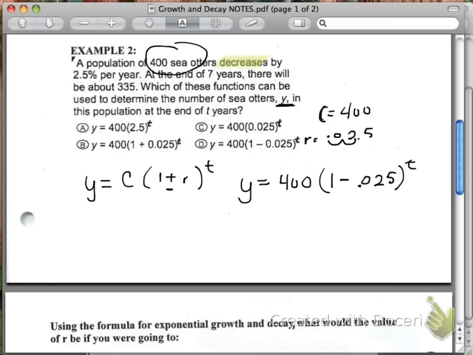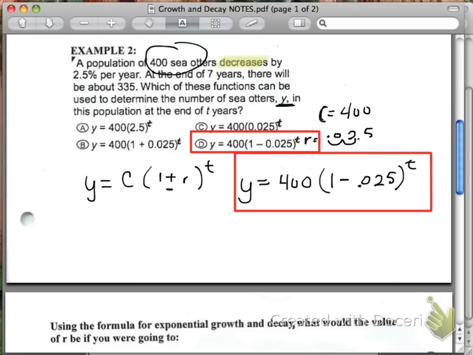Okay. This should be our answer, and if we did everything correctly, because we have multiple choice, our answer should be right here, and it is. It's D. Again, pretty simple stuff. All we're doing is plugging into an equation based on the information that we got from the problem.